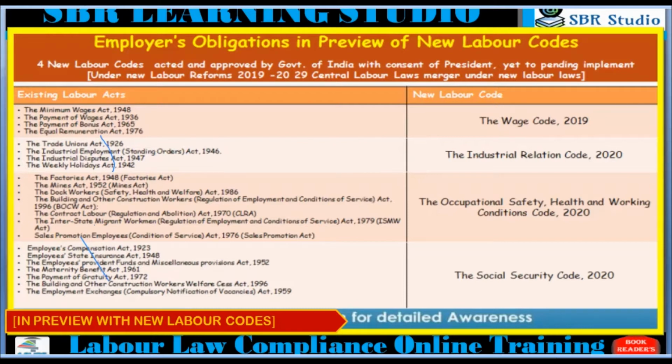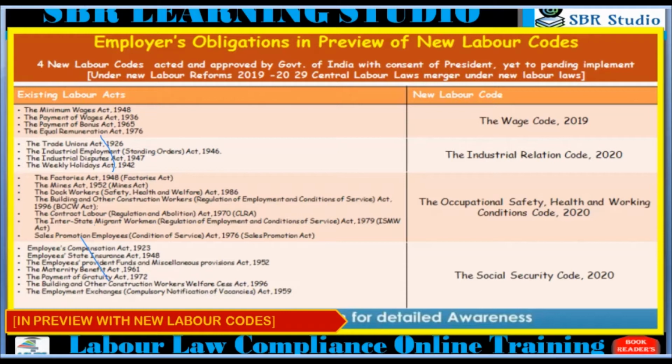Why am I saying that there is nothing new? Because these four new codes are the resemblance and merger of the existing labor law. There are around 29 existing central laws, or central acts, related to labor. That has been merged into the four new codes.